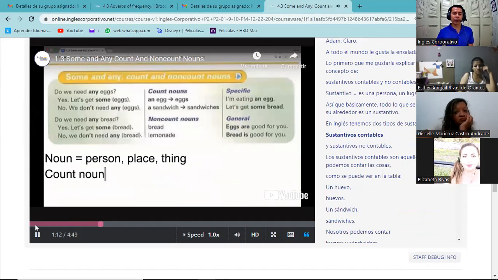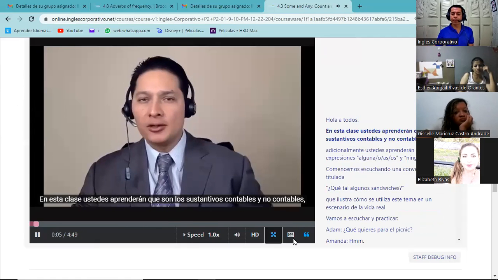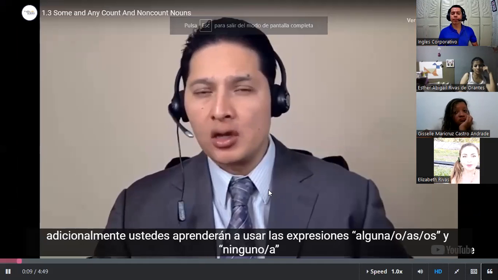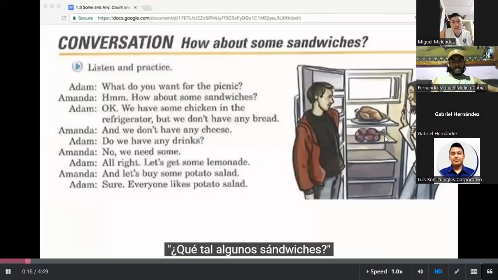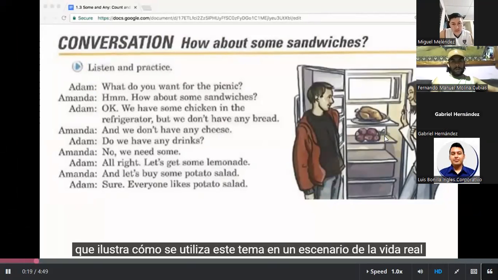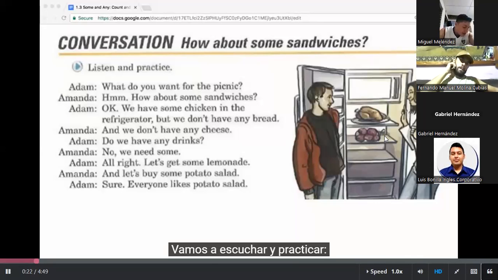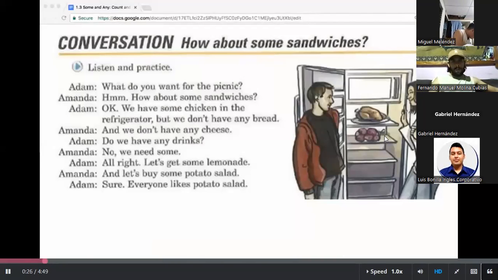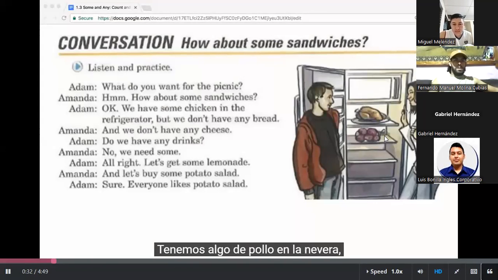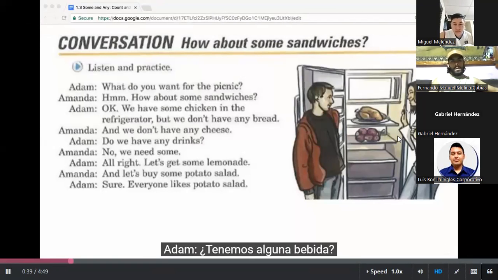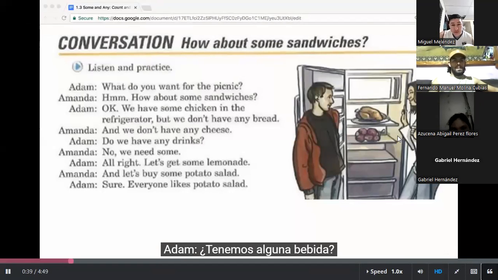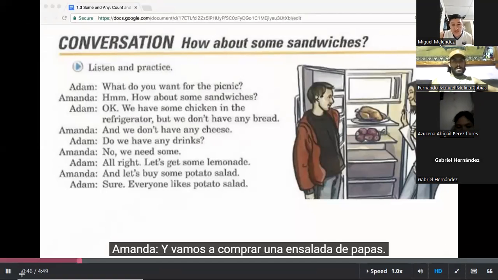Count nouns. Non-count nouns are. Additionally, you'll learn how to use the expressions some and any. Let's get started by listening to a conversation titled, How About Some Sandwiches?, which illustrates how this topic is used in a real-life setting. Let's listen and practice. What do you want for the picnic? How about some sandwiches? Okay. We have some chicken in the refrigerator, but we don't have any bread. And we don't have any cheese. Do we have any drinks? No, we need some. All right. Let's get some lemonade. And let's buy some potato salad. Sure. Everyone likes potato salad.